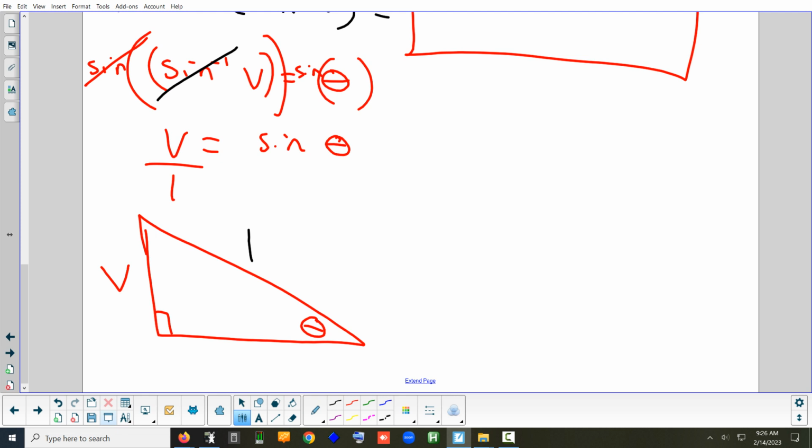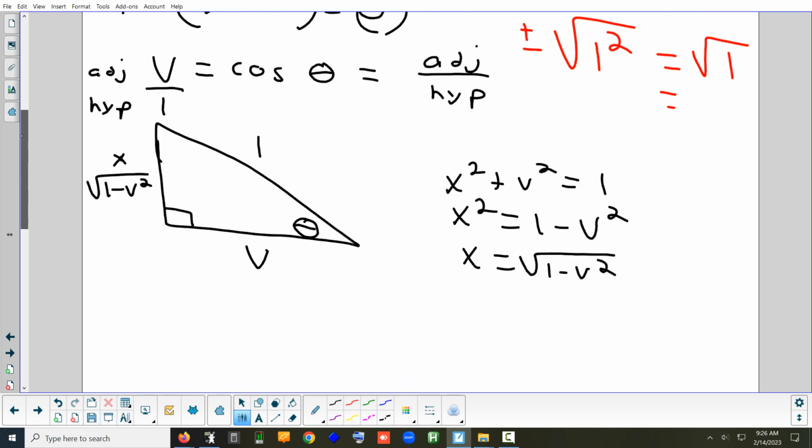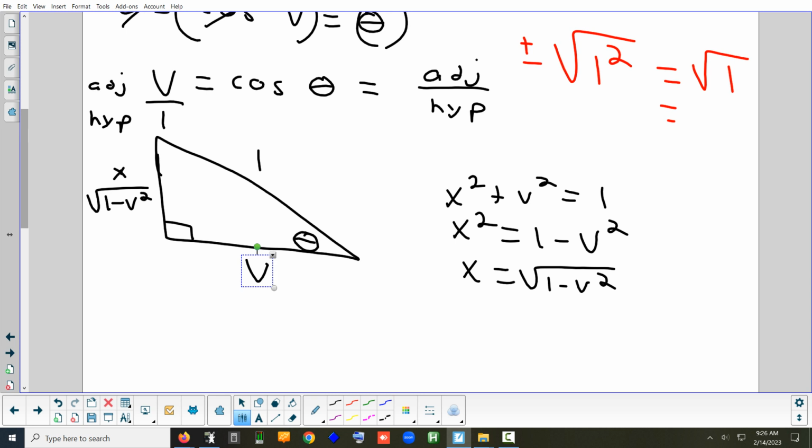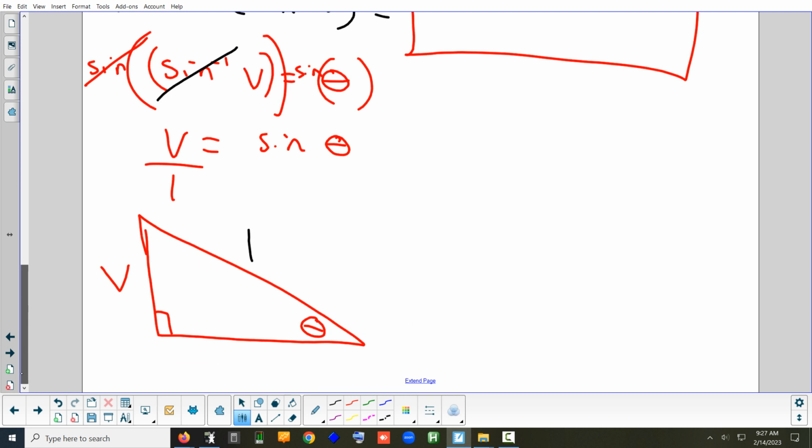One side had a V, and the hypotenuse was a 1. So the third side is going to be exactly the same again. It's in a different spot, but they're just switched. So it's going to be the square root of 1 minus V squared.